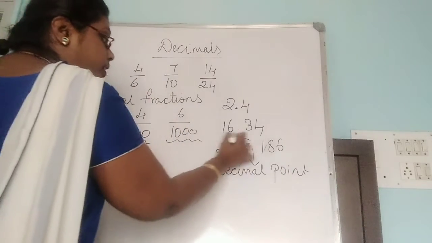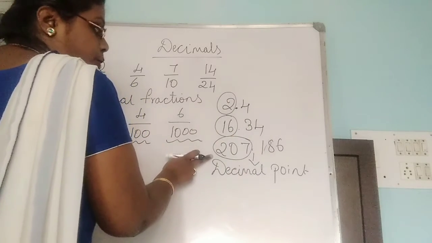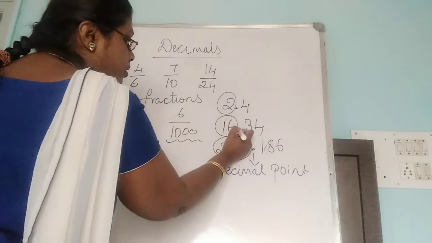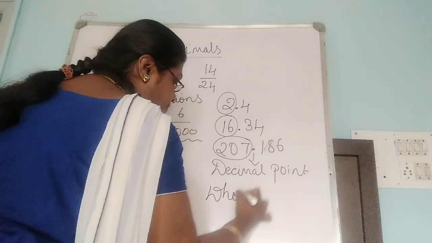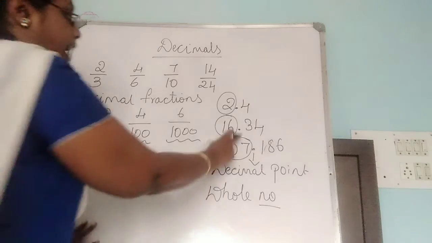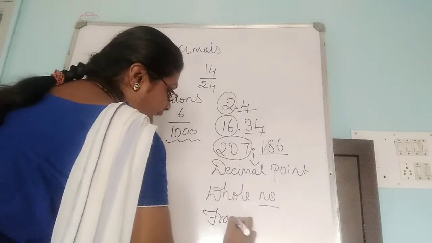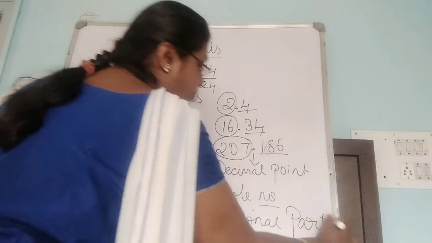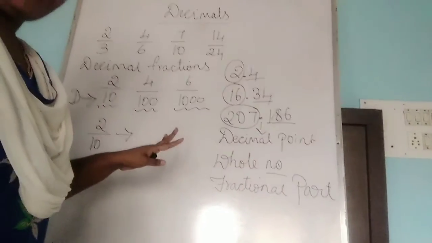Before the point, whatever numbers come, here 2, 16 and 207, the examples I have given, three examples. Before the point, whatever numbers come, it is called the whole number. And after the point, whatever numbers are there, it is called the fractional part. So these are the different parts of the decimal number. This also we discussed in the online class.